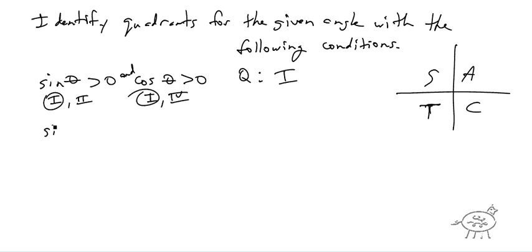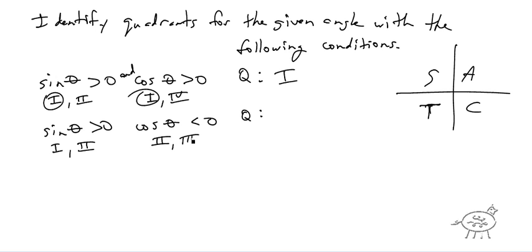Okay, what about sine of theta is greater than 0 and cosine of theta is less than 0? Okay, so again, look at the chart. Sine is greater than 0 in quadrant 1 and quadrant 2. Where is cosine less than 0? It's less than 0 in quadrant 2 and 3. So where do they both have the same quadrant? They're both in quadrant 2. So the answer is quadrant 2.